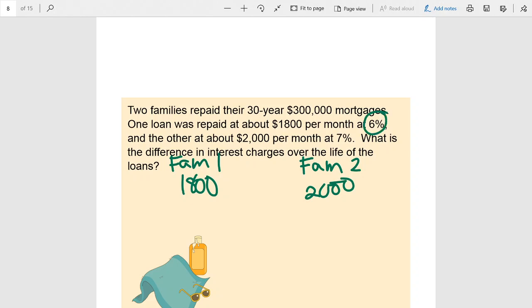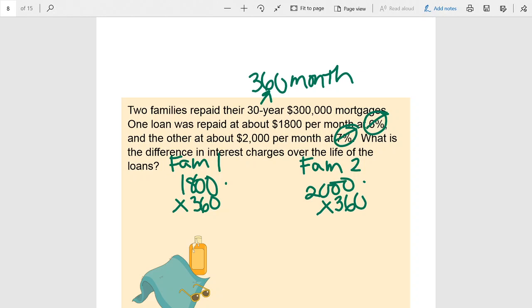Well, we don't actually care about these percentages anymore. Those just told us what those monthly payments were going to be based on the complicated mathematics that happen at those banks or loan companies. What we really need to care about is that for 30 years, so 360 months, family one paid $1,800 a month, family two paid $2,000 a month. So let's see what their total was that they actually paid for this. And so let's do that. 1,800 times 360. Take a second to pause the video and actually work out that math just like I am. Okay, go ahead and take a second to do that for both of these.